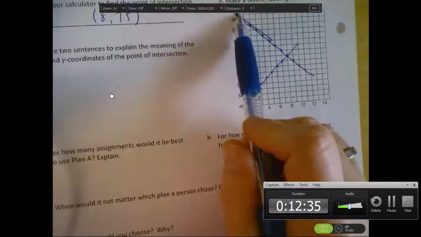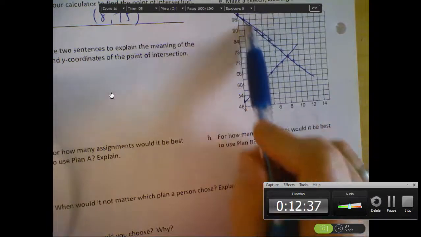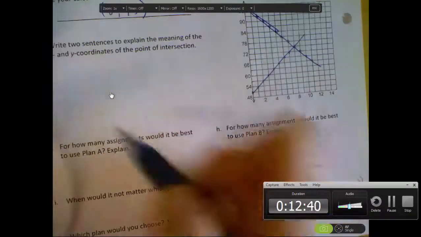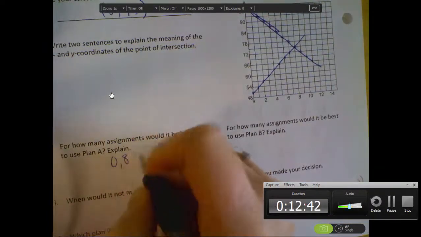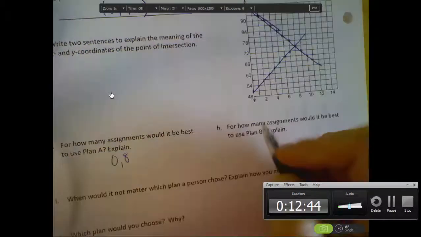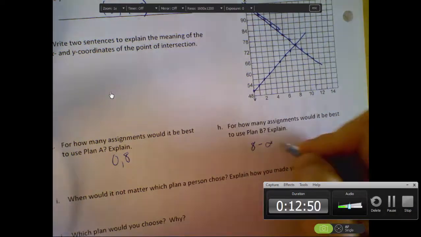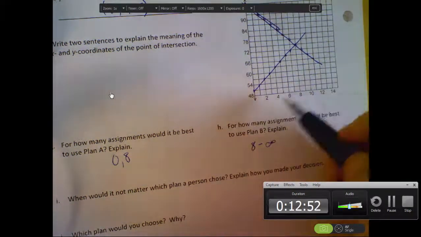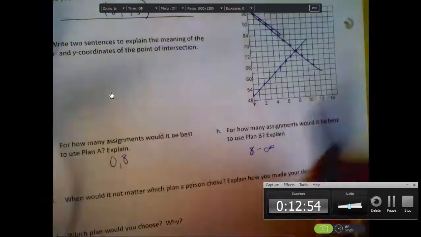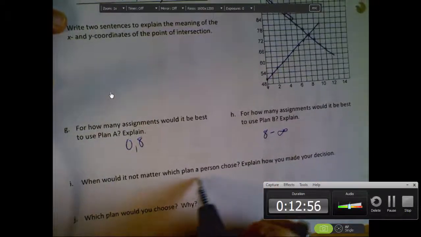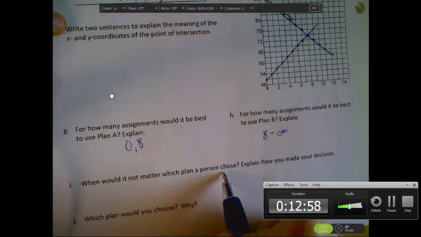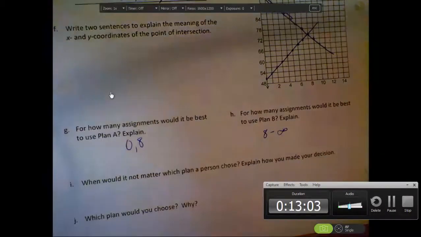For how many assignments would it be best to use plan A? Well, if you look at the graph, this is plan A. So she has more points up until 8 assignments. So from 0 assignments to 8 assignments, it's better to use plan A. Plan B would be from 8 assignments through however many, infinity. That's how much B will be greater. When would it not matter which plan? If there were 8 assignments in a quarter, it wouldn't matter which plan because you would have the same number of points. And then which plan you would choose is totally up to you.